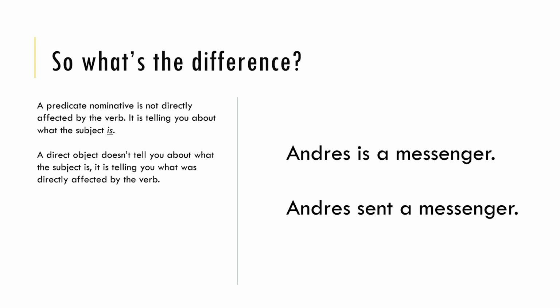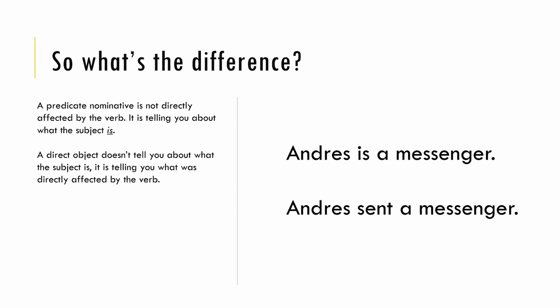So Andres has an action of sending. Messenger is the thing directly affected by it. But it doesn't tell you anything about Andres. That's the opposite with the predicate nominative here. Andres is a messenger is telling you, okay, the subject is this. It's not telling us what is directly affected by his actions because the sentence does not include one. So hopefully that makes a little bit of sense. We have very similar sentences here. Andres is a messenger. Andres sent a messenger.